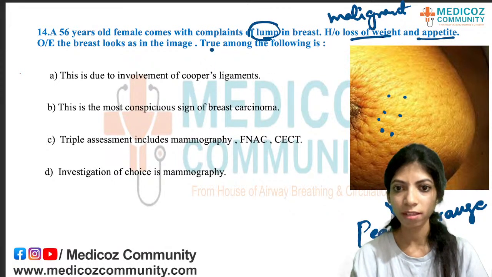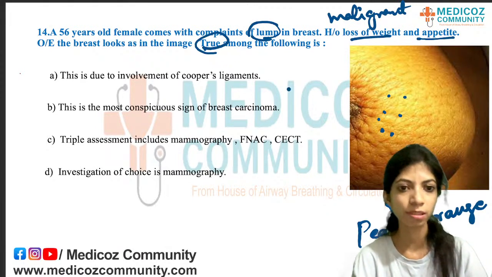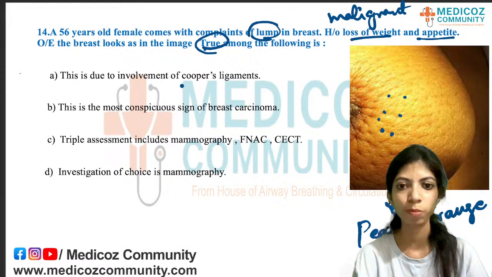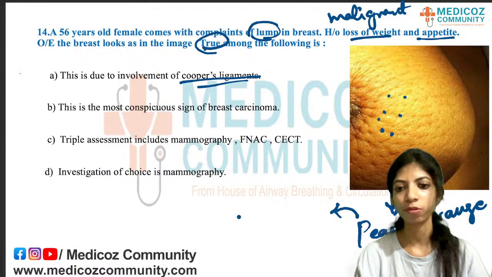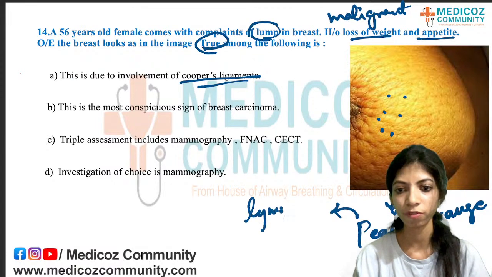Okay, what is he asking? He is asking about the true statement among the following. So let us go to the options. Option A: this is due to involvement of Cooper's ligaments. So this peau d'orange is due to what? Peau d'orange is due to involvement of the dermal lymphatics.